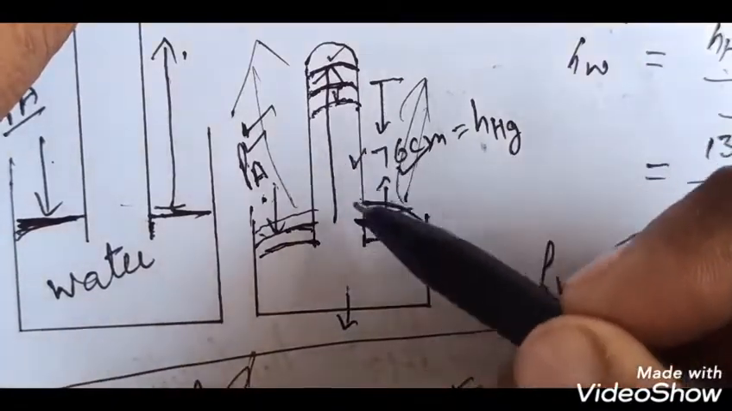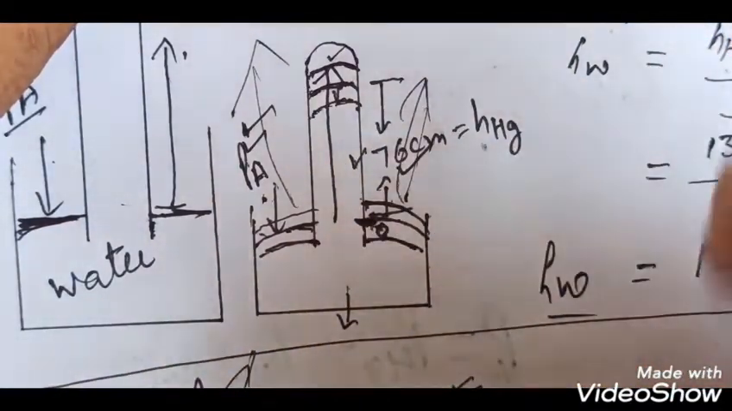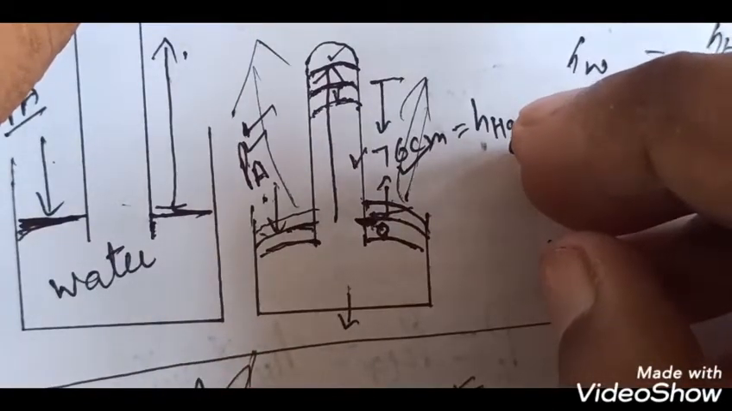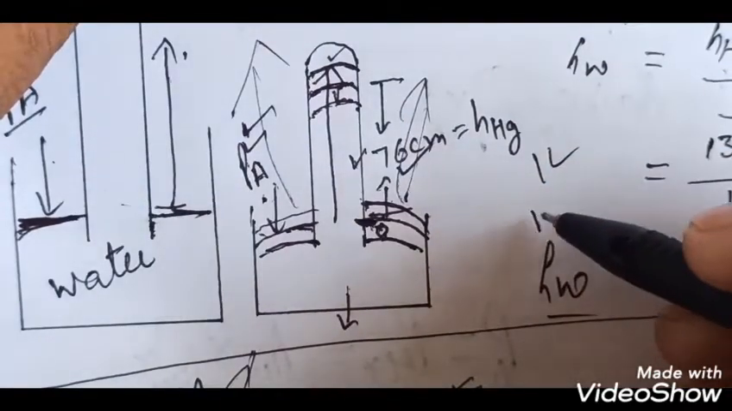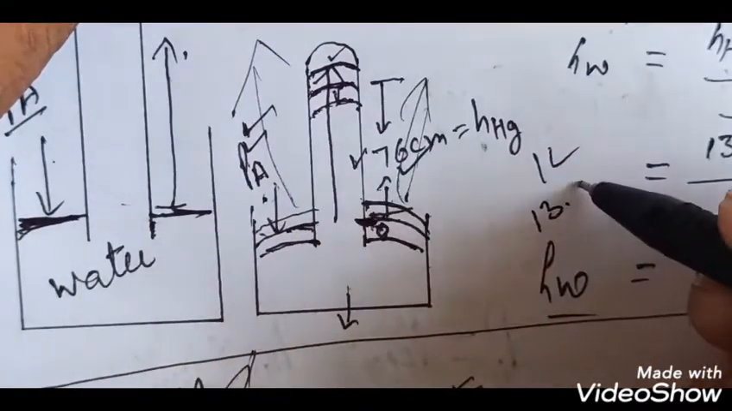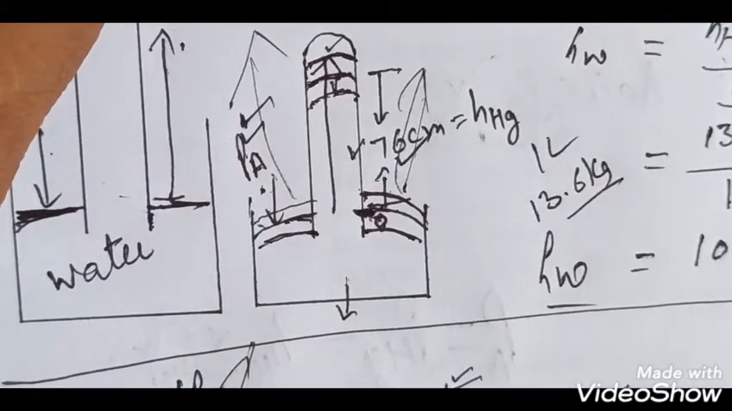Maybe you can say, sir, it's very easy to take it up and down. But an expert person is required to do this. It's not easy. And don't forget, even if 1 liter of mercury is there in the bowl and the barometric tube, its weight will be 13.6 kg. 1 liter of mercury in the bowl will have a very large amount of weight.